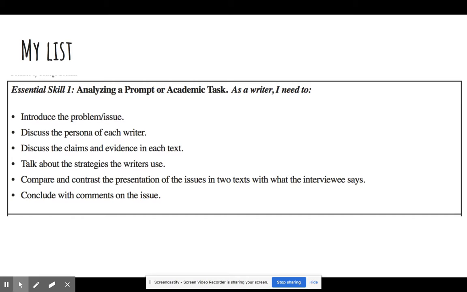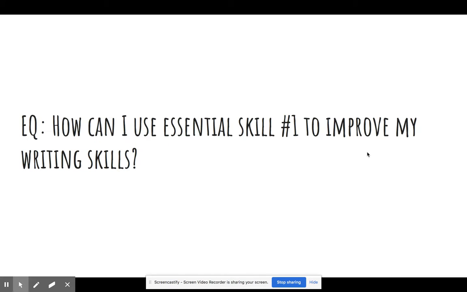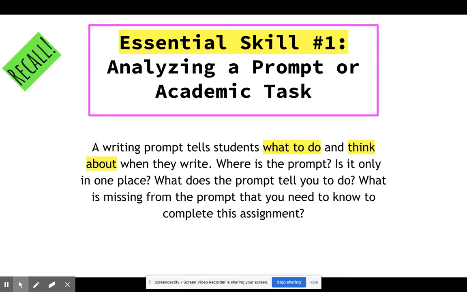Okay, so what I want you to do, this is the list activity, the scavenger hunt we did yesterday. I want you to compare what you put for your bullet points to what I put here. All right, so today we're going to look at specifically how can I use essential skill number 1 to improve my writing skills. So just a refresher, remember skill number 1 is analyzing a prompt or academic task. Specifically, what does the prompt want you to do and think about when you're writing?